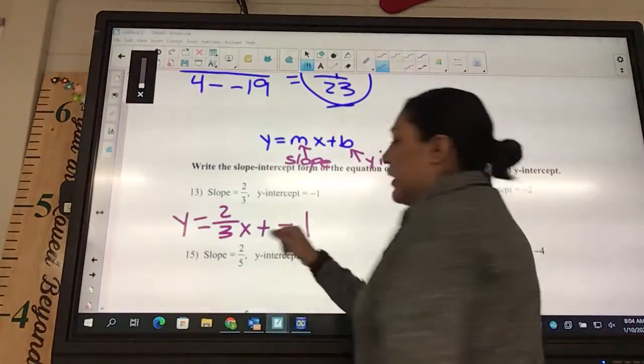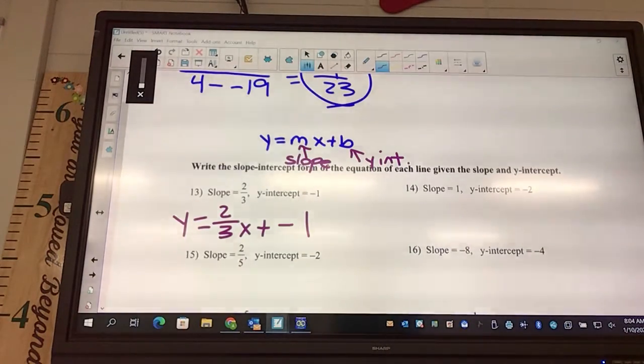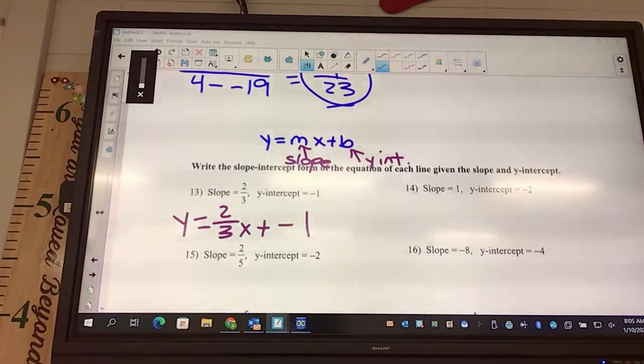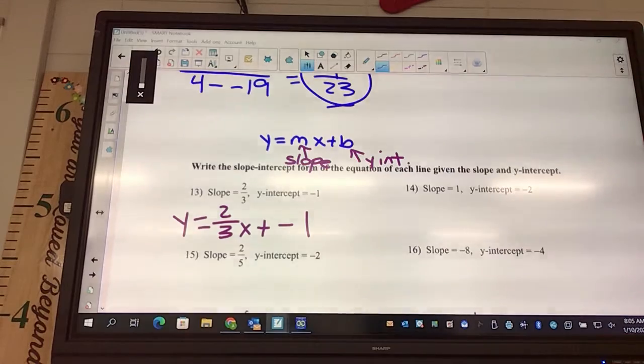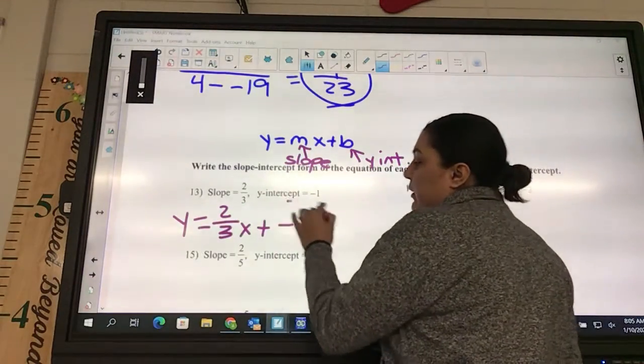Okay, do we write plus minus like this? No, we don't, but I don't care. Okay, so as long as you got the minus down there, if you write y equals 2/3 x minus 1, I'm cool with that too. If you write plus minus 1, that's okay too. Okay, the minus trumps the plus, so it doesn't really matter.